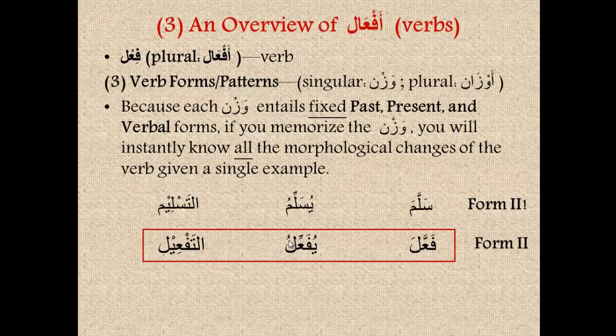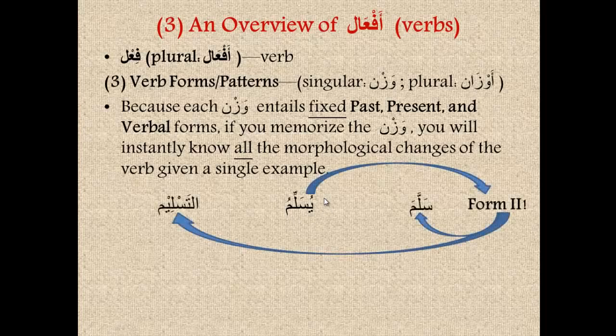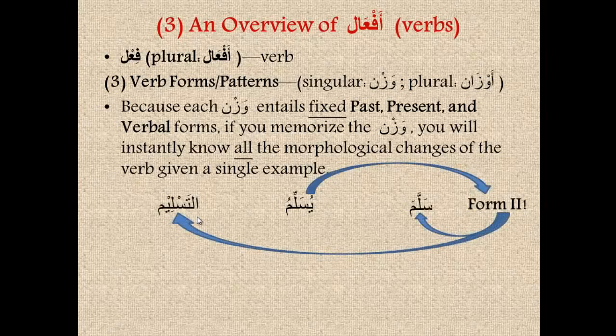In reality, it works much faster than that. If you've memorized your awzan, and if your memorization is very solid, it works literally in a second. So this is how I think. I see the word yusallimu, I know it's form 2, and I can predict sallama at-taslim instantaneously. It works literally this fast. Just like that. Takes less than a second. Yusallimu, I've identified as a form 2 verb, and from there I know the past tense and the masdar and the verbal noun form.